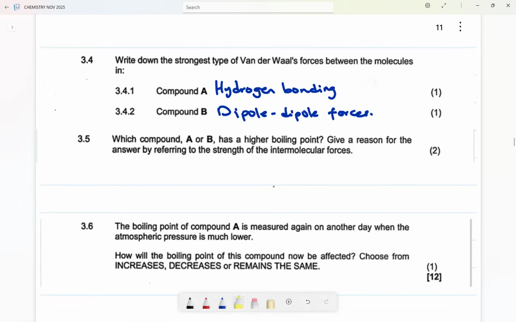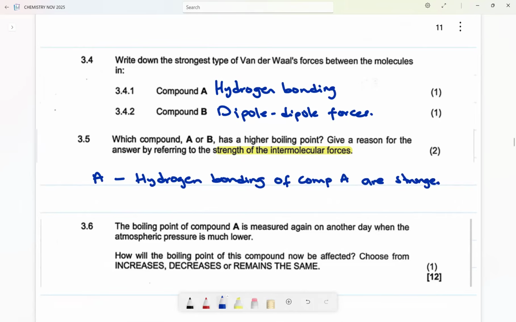And then they ask, which compound, A or B, has a higher boiling point? Well, it is A. But now they say, give a reason for the answer by referring to the strength of intermolecular forces. So we know that hydrogen bonding of compound A is stronger than dipole forces of compound B. Okay.